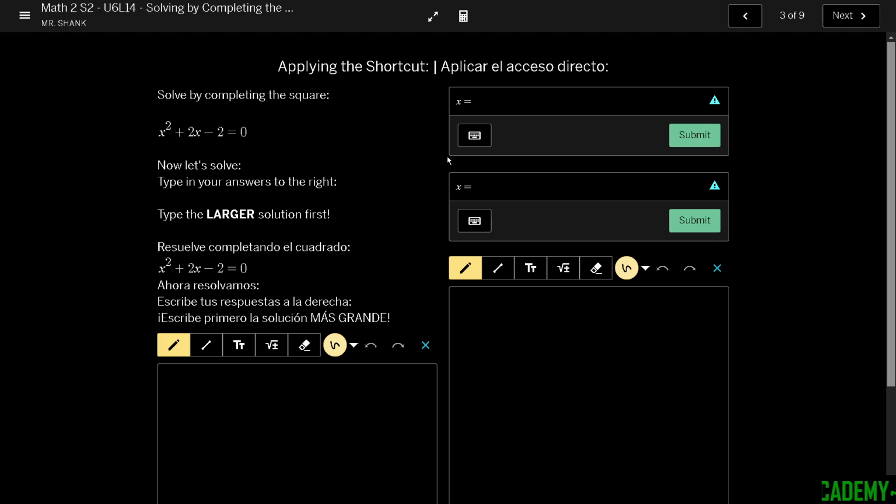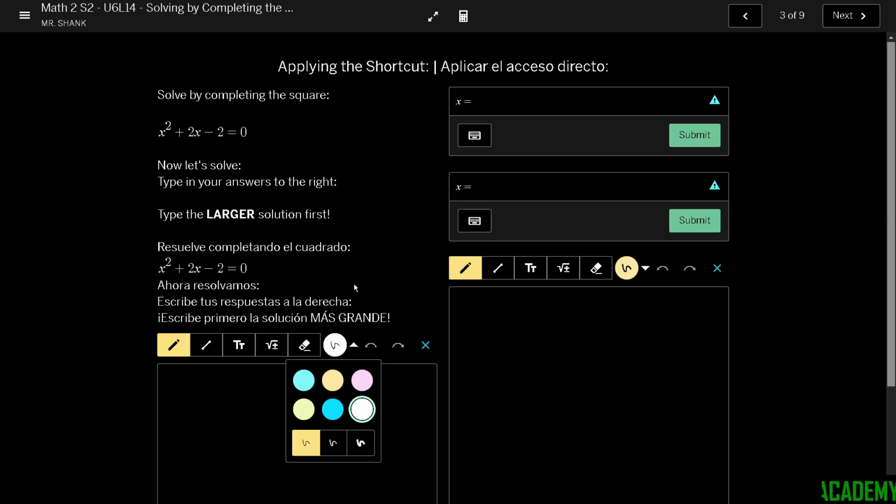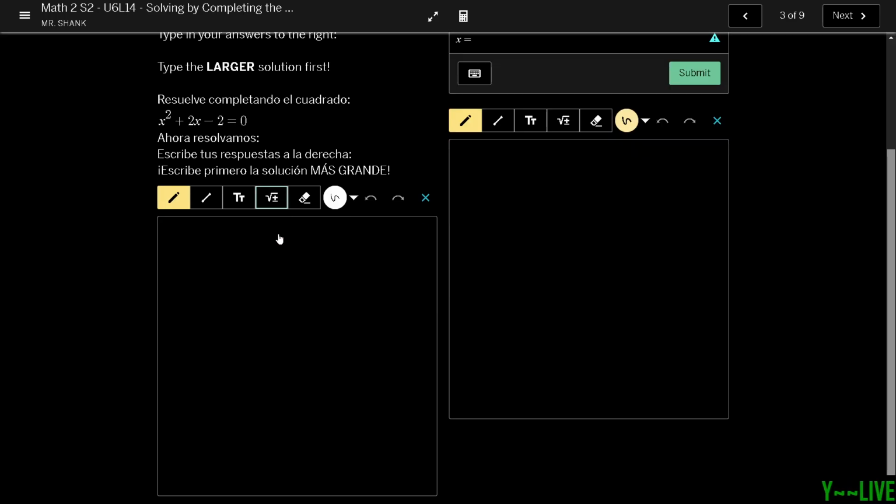So for this one, it says solve by completing the square. So first, what we have to do is complete the square. Let me scroll down a little bit. All right, my original equation. Actually, give me 1 second. All right. So my original equation is going to be x squared plus 2x and then minus 2. That's still set equal to 0.